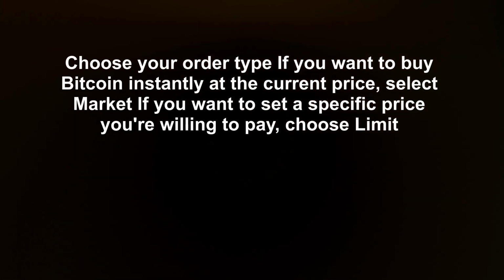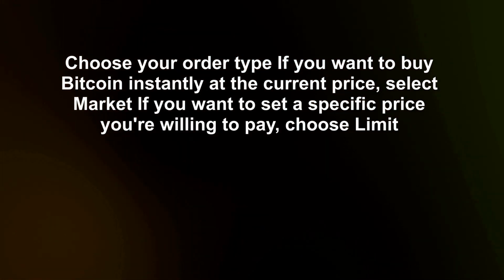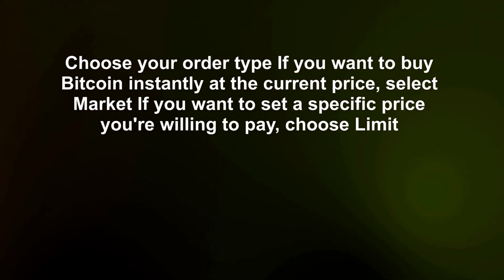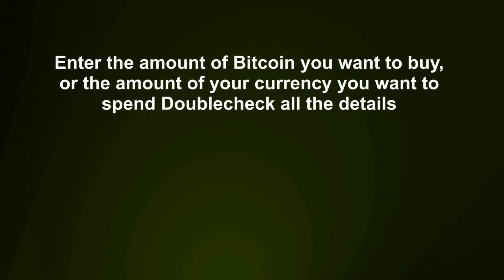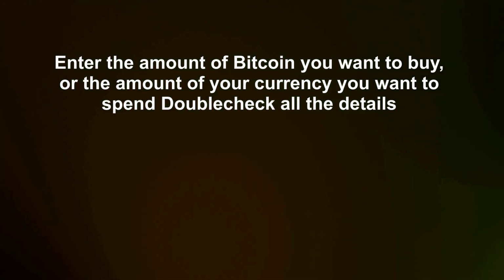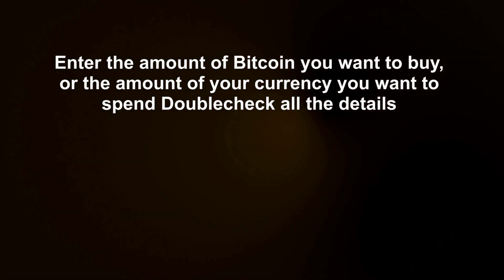Choose your order type. If you want to buy Bitcoin instantly at the current price, select market. If you want to set a specific price you're willing to pay, choose limit. Enter the amount of Bitcoin you want to buy, or the amount of your currency you want to spend.